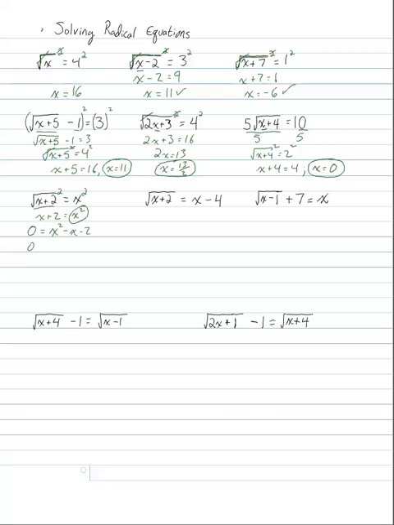So I get 0 equals (x - 2)(x + 1), and x equals 2 and negative 1. Again, I want to check. If I put in a 2, I get the square root of 2 plus 2 equals 2, and that would be the square root of 4 equals 2. So yes, 2 works. If I put in a negative 1, I'll get the square root of negative 1 plus 2 equals negative 1. So the square root of 1, does that equal negative 1?